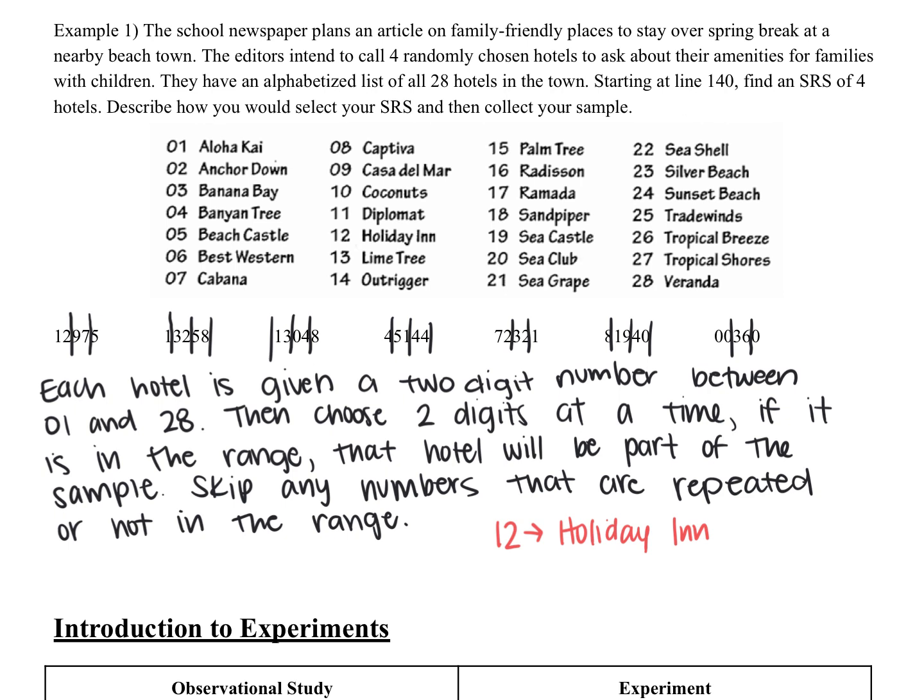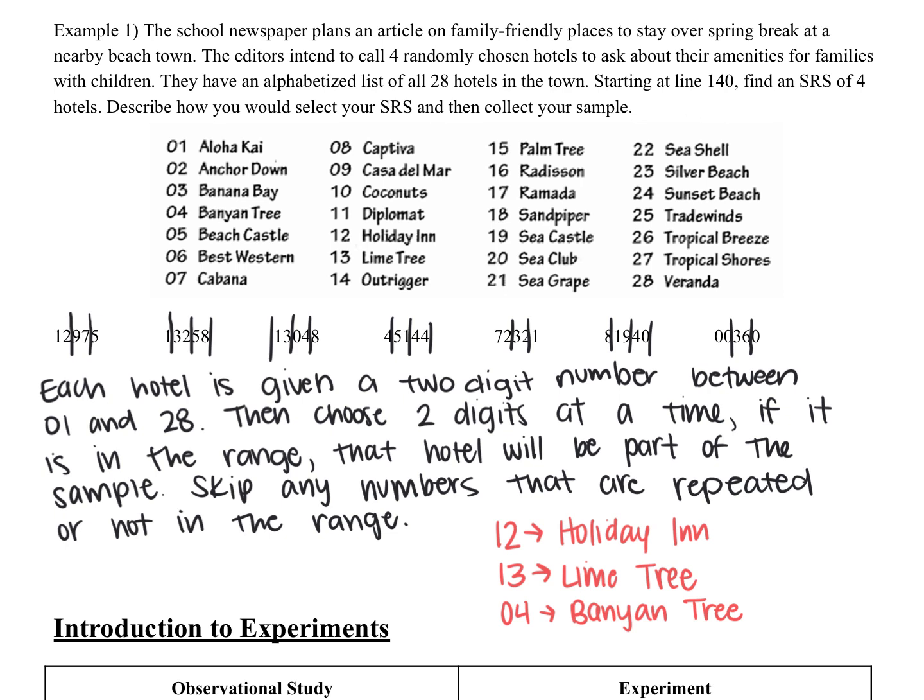Then I have 51, also not in my range. 32, also going to be skipped. Then 58, also skipping it. Then we get 13, which is inside my range, which is going to be Lime Tree. Then we have 04, also in my range, which is Banyan Tree.